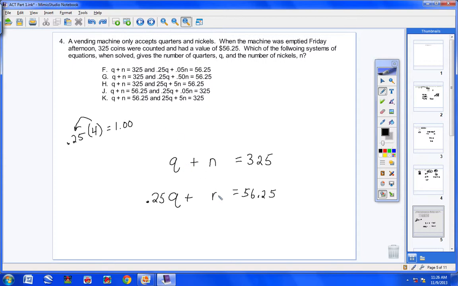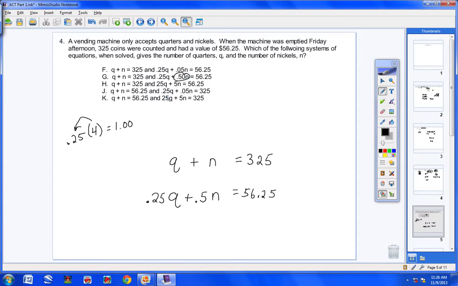Hold on one second, please. I can take every nickel that I have and multiply it. Oh, be careful. You know what a lot of students do? They put 0.5. And look what the ACT people do. They try to trick you right here. In letter G, they put 0.5 or 0.50, which is the same thing as 0.5.